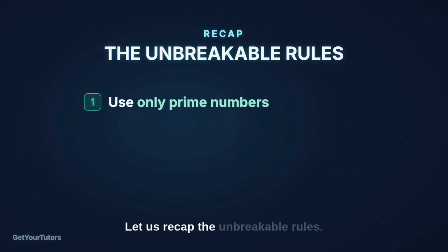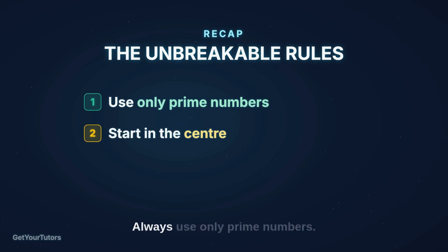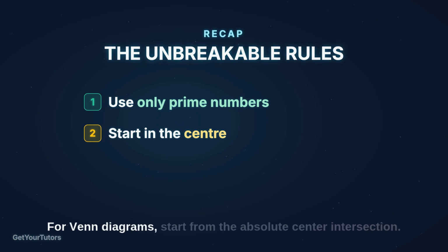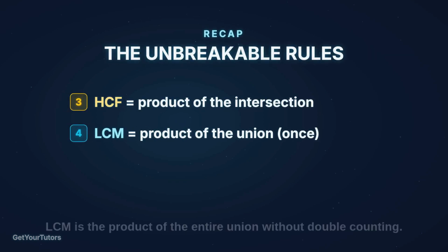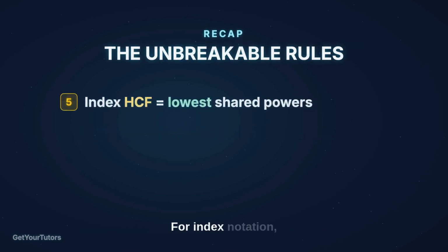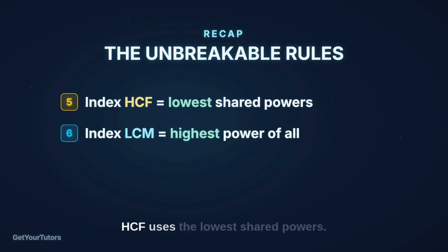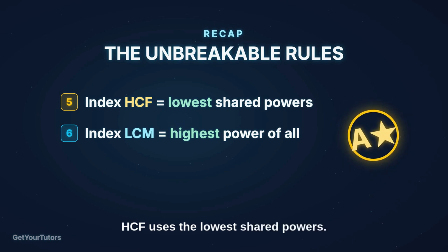Let us recap the unbreakable rules. Always use only prime numbers. For Venn diagrams, start from the absolute center intersection. HCF is the product of the intersection. LCM is the product of the entire union without double counting. For index notation, HCF uses the lowest shared powers. LCM uses the highest power of all primes.